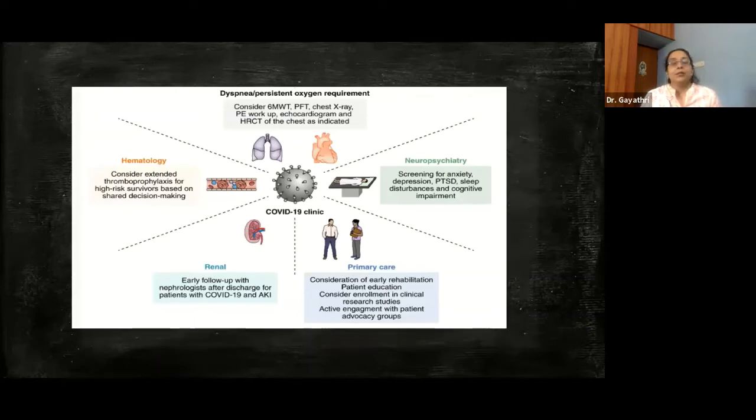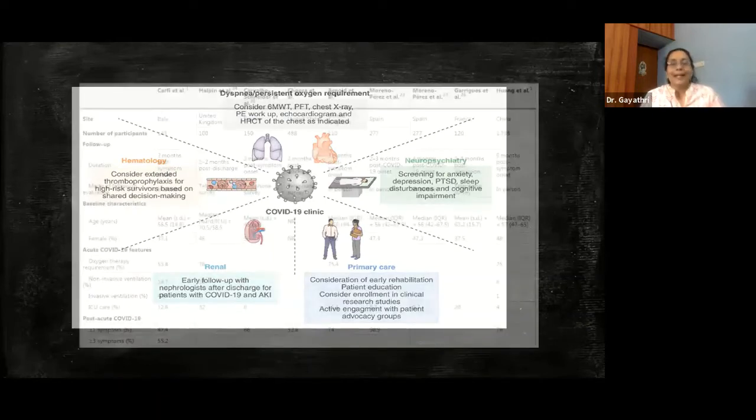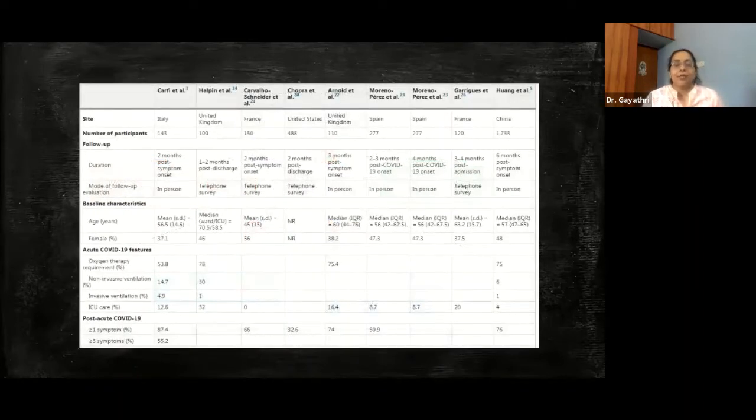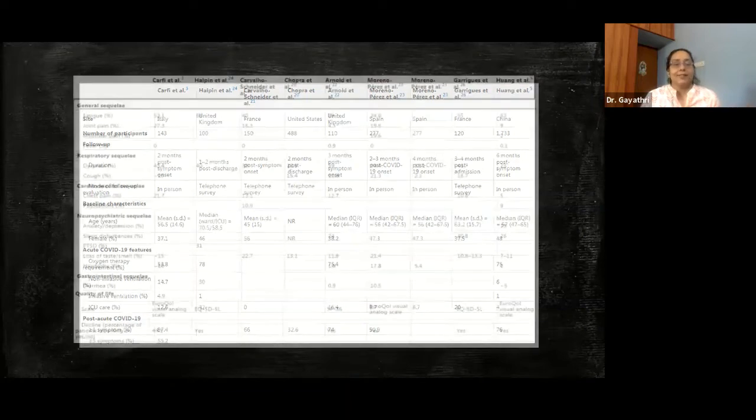Okay, so from so many of such COVID clinics, many papers have come out, and one of these is a meta-analysis, which has involved almost 7 or 8 countries like Italy, United Kingdom, you can see there, right? And they have included all patients, that is, patients who were having acute COVID features and patients who were in the post-COVID state. Everybody has been included.